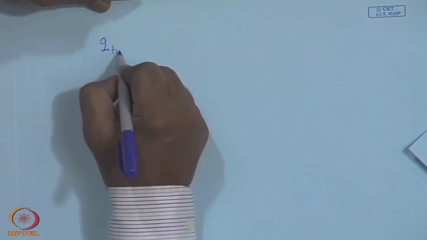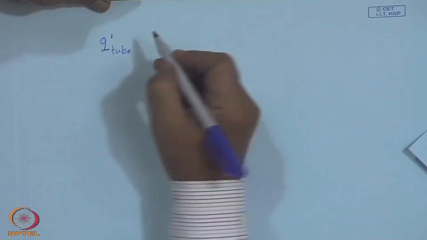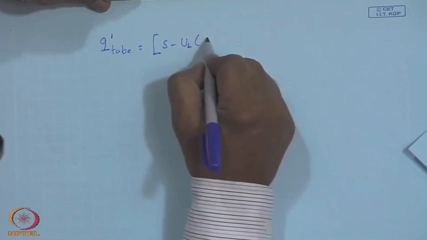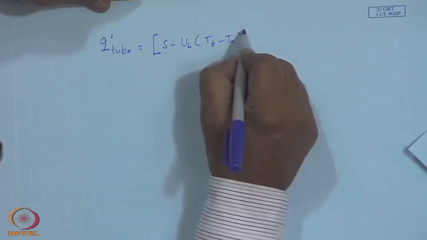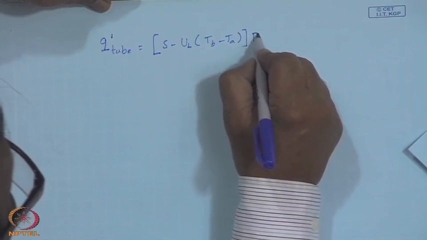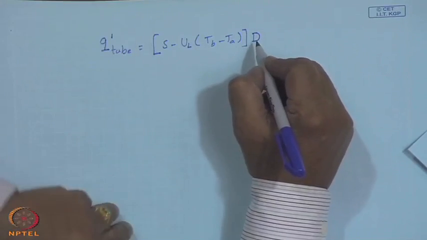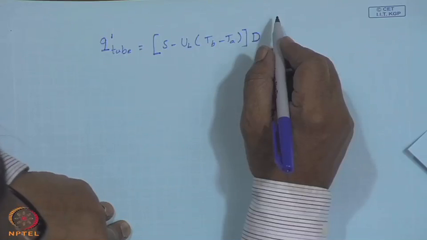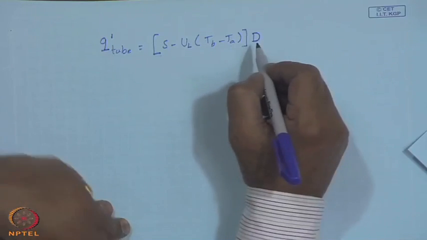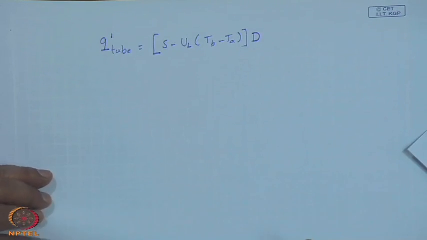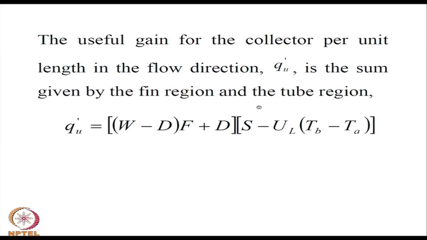Now, the total energy gain also will comprise the energy gained from the tube region, which will be (S minus UL) into (Tb minus Ta). We assumed that there is no temperature variation on the periphery of the tube, so that will be the same as the base temperature Tb, and D is the projected length, and multiplied by the unit length perpendicular to the plane of the paper will be the corresponding area. So, q' tube per unit length of the collector will be (S minus UL) into (Tb minus Ta) times D.